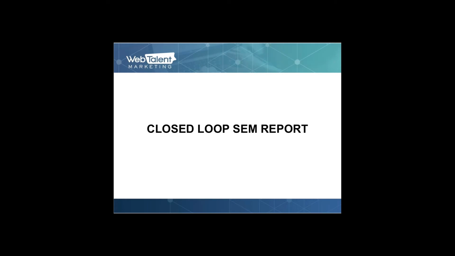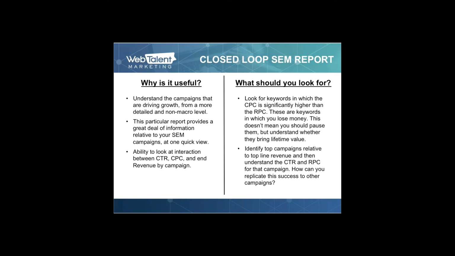The next report we're going to cover is called the Closed Loop SEM Report. This report is really, really useful, but it's not a high level report like the previous ones. This is a little bit more in the weeds. It'll be able to determine what campaigns within your SEM campaign are driving growth, and which ones are not providing the growth that you want. But it's in one quick view, so it takes all of the data between your AdWords and your GA, and combines them.